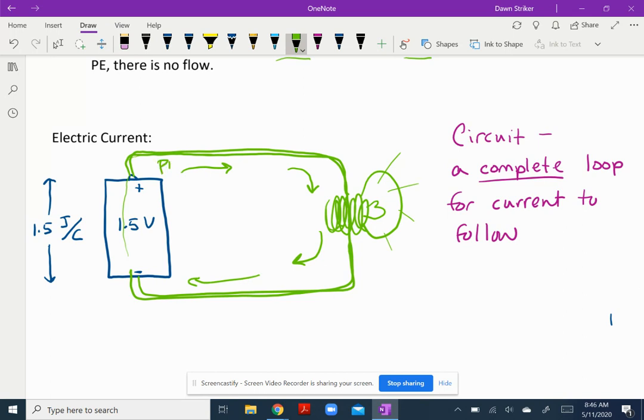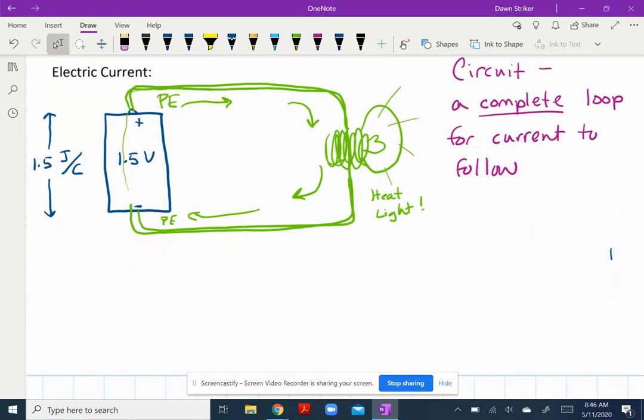with lots of potential energy. By the time it gets back here to the negative side, it doesn't have very much. It's used up all its potential energy in the form of heat and light, making that light bright. Heat and light. Okay, so that electrical energy is being transformed. That is the idea behind current.